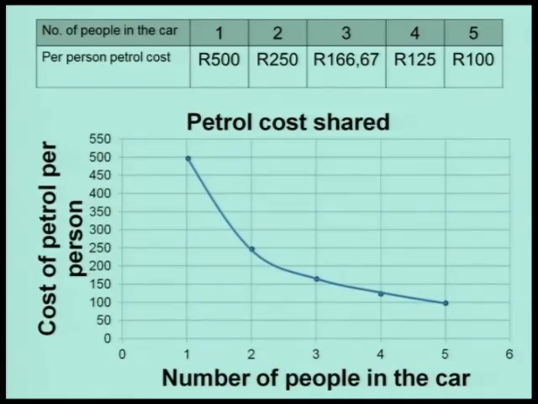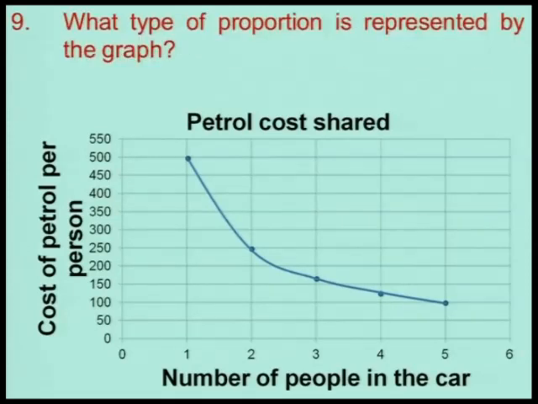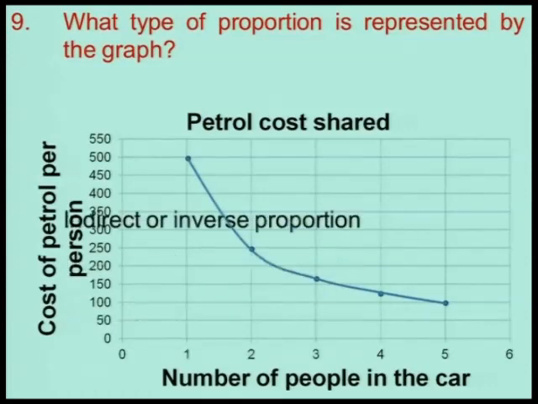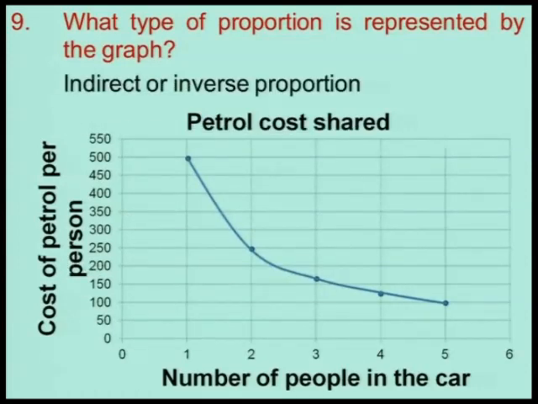Do you see that it forms a curve? It does not form a straight line. And that is also part of the next question. What type of proportion is represented by the graph? We call this type of graph an indirect or inverse proportion. Why do we call that? Because as the number of people in the car becomes more, the cost per person decreases. It goes down because you are paying less per person.